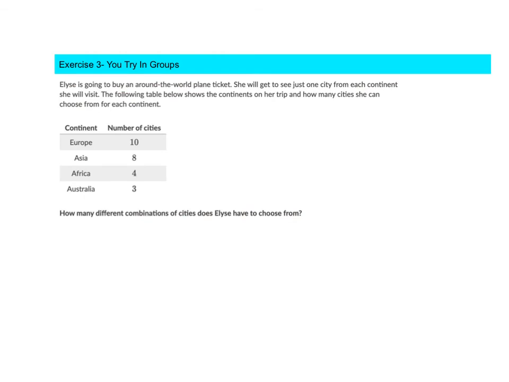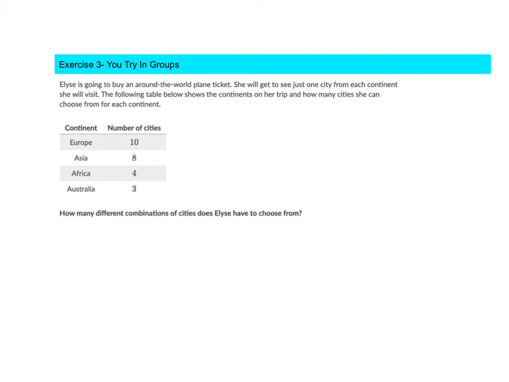All right, exercise 3, I'm going to have you guys try this together in groups. It says, Elise is going to buy an around-the-world plane ticket. She will get to see just one city from each continent she will visit. The following table shows the continents on her trip and how many cities she can choose from each continent. How many different combinations of cities does she have to choose from?